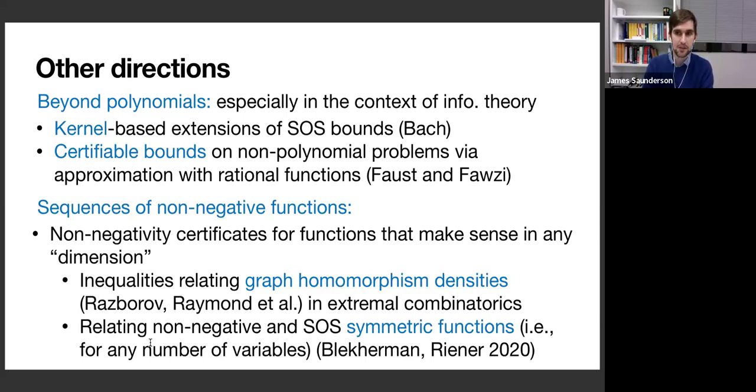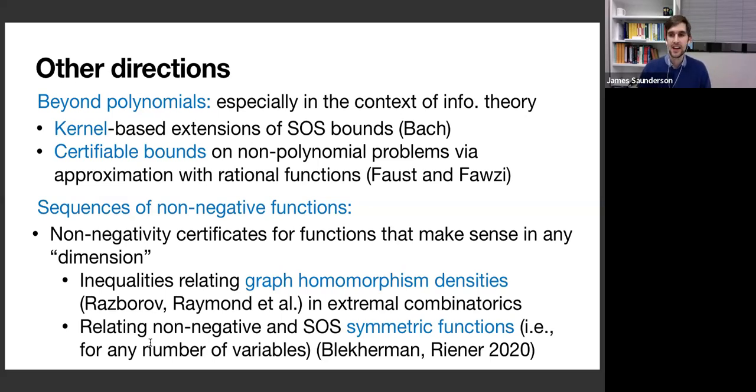And I just want to highlight a couple of directions here. So one is a whole line of work that Francis Bach has been developing on kernel-based extensions of sum of squares bounds. Okay, so using reproducing kernel Hilbert space ideas, but with the sum of squares philosophy. Another interesting direction, by Hamza Fawzi and Omar Fawzi, has been to try to attack some of these non-polynomial problems by connecting sum of squares with high quality approximations using rational functions. Okay, so rational approximation theory plus sum of squares.